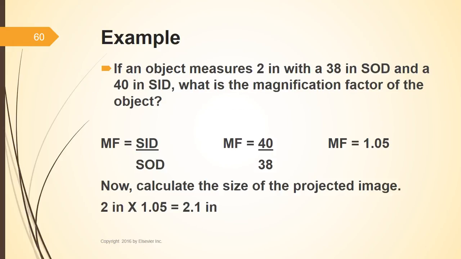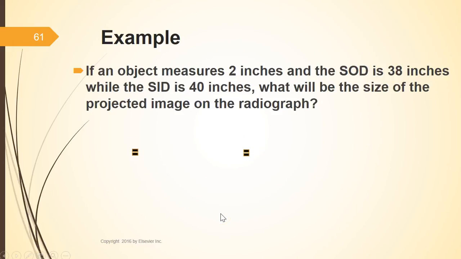So the first one, I'm going to show you here again, you want the magnification factor, SID over SOD. So you find this and you still have to multiply and get your image size. So let's go with this one. Object size over image size is equal to SOD over SID. So 2 over X is equal to 38 over 40. Now you're going to cross multiply. So 38X is equal to 80.